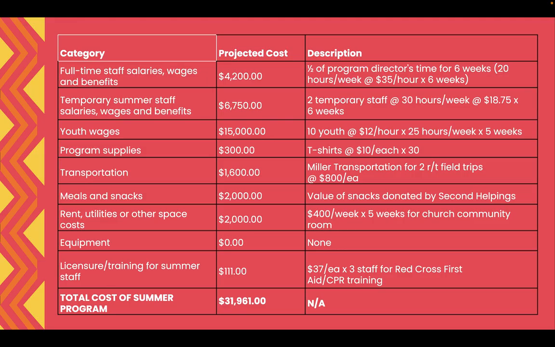You can see here that the total cost of this program is $31,961. I can tell just by looking at this program budget that this is a youth employment program, and that's because there's a line item here for youth wages. So this is a program that's going to spend $15,000 over 5 weeks, it looks like, to employ 10 youth for 25 hours a week at $12 an hour, which feels like a pretty good rate. It looks like this program is going to have 2 field trips, and they need a bus to do that, so they've got a line item there.